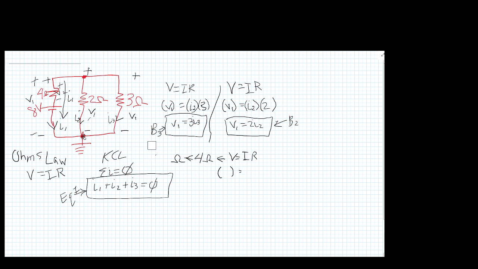Let me get a pen again. And we know that the resistance is 4 ohms, and the current is I sub 1, and the voltage, we're going to call it V sub 2.